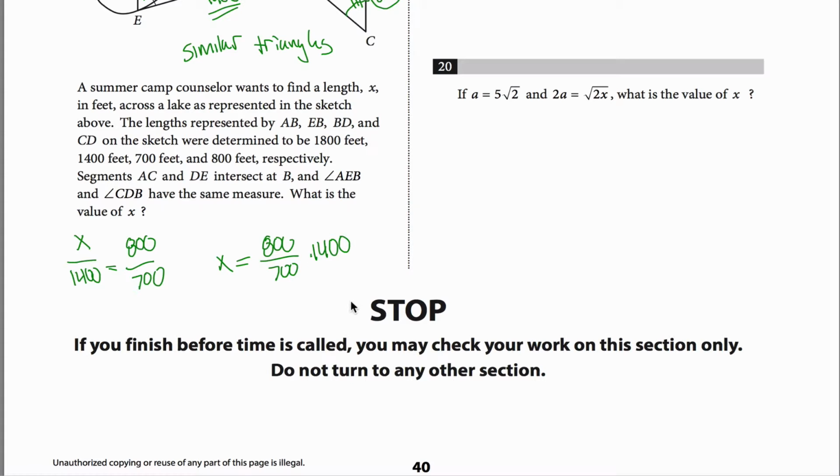How am I ever going to do that in my head? I don't have a calculator. Well, don't worry about it. 1400 is exactly twice 700. This and this cancel out and turn into a 2. Maybe I'll write a 2 up there. So really, x is just double 800. In other words, x is equal to 1600.